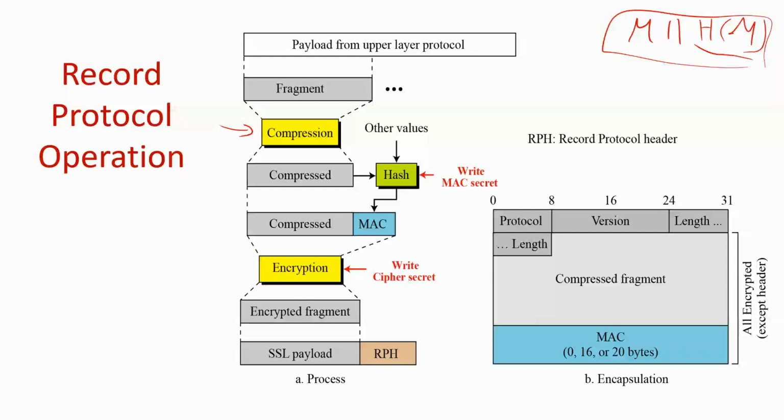And we know that in HMAC, there is no encryption of the hash. Basically, you feed to the hash a secret key, which is called the write MAC secret. And the secret key that is used by the client is different from the one that is used by the server. There is a secret key for generating the message authentication code, and there is another secret key that will be used for encryption. And as you see here, encryption applies to the compressed message plus the MAC. So you encrypt the message concatenated with the MAC, and then you have the encrypted fragment in this case.